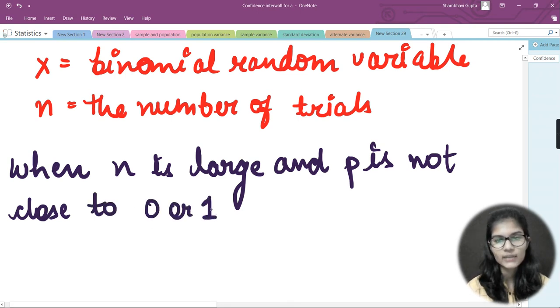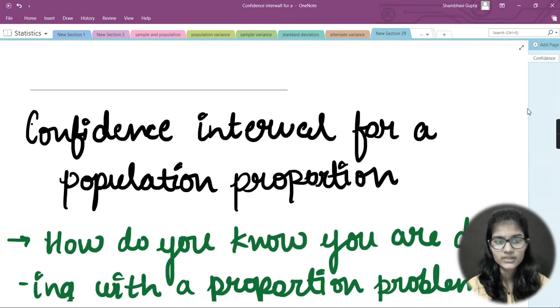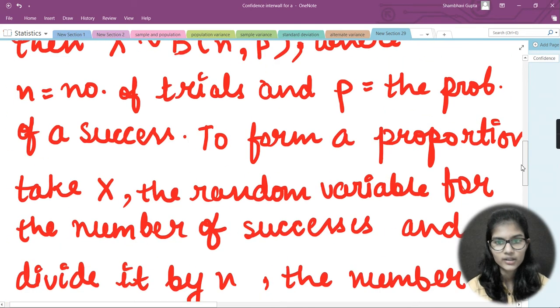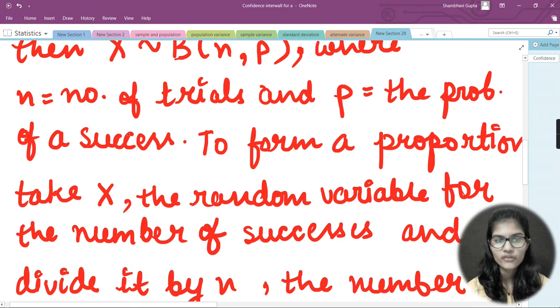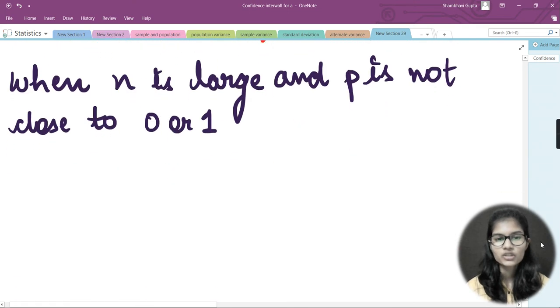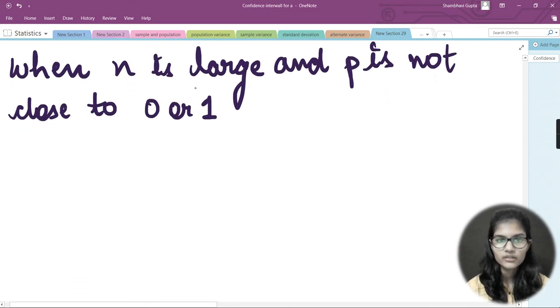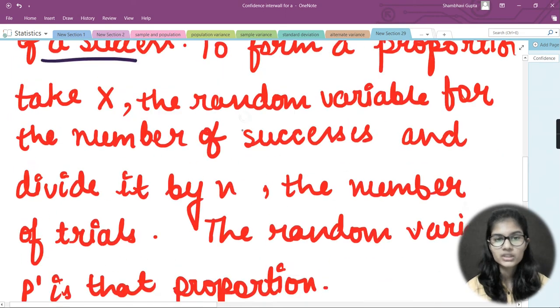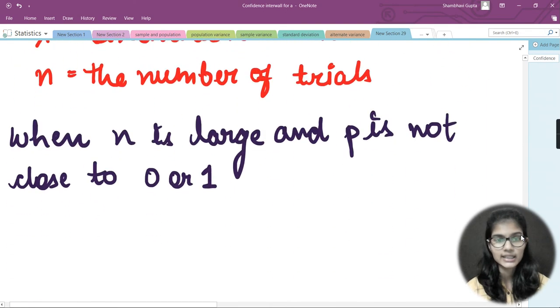So p was my success, right? Let me show you that thing where I have just added on. Yeah, p was my probability of a success. Just have a look over this line which I have underlined, okay? So p was my probability of success. So now my condition is that if the value for n is large and p, that is my probability of a success, is not close to 0 or 1, then what formula can we use in that case? Okay, just 1 second.